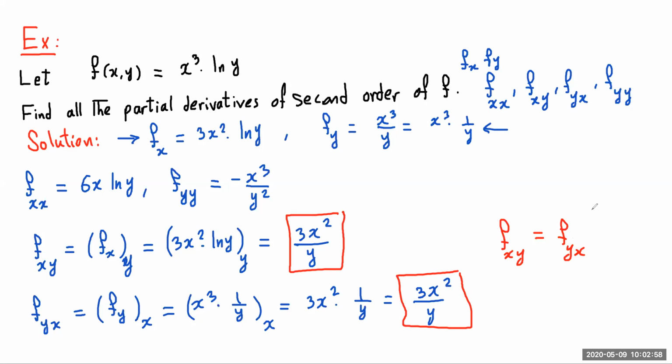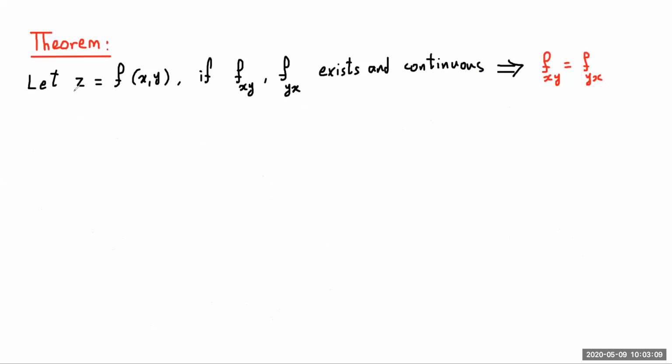In fact, this is always correct if these two derivatives exist and are continuous. This is a theorem. So let's see this theorem. Let z equal f(x,y) be a function in two variables, and let's suppose that these two partial derivatives exist and are continuous. Then, by the theorem, the partial derivative fxy equals fyx. So these two partial derivatives are the same.